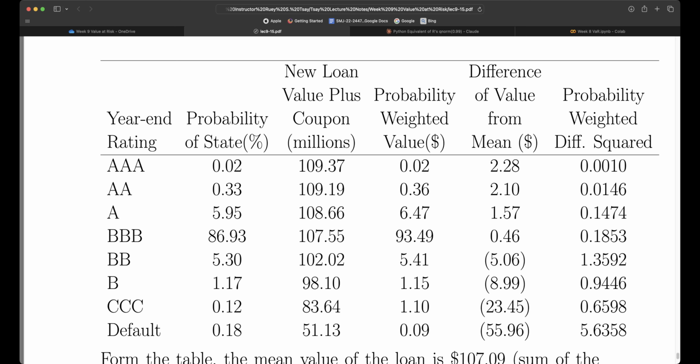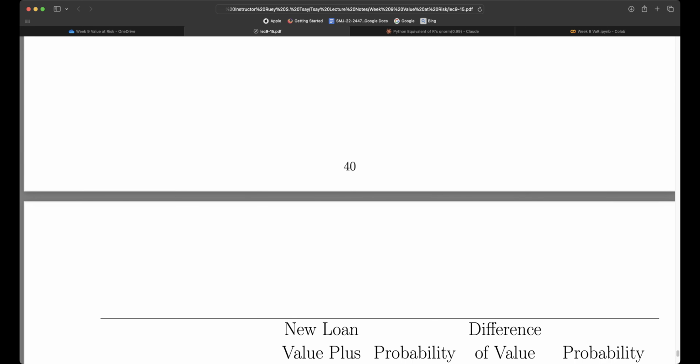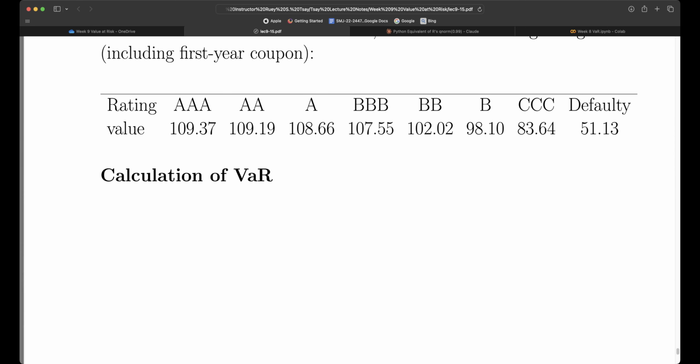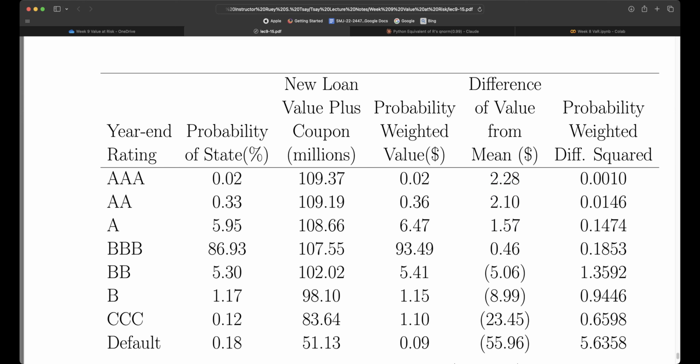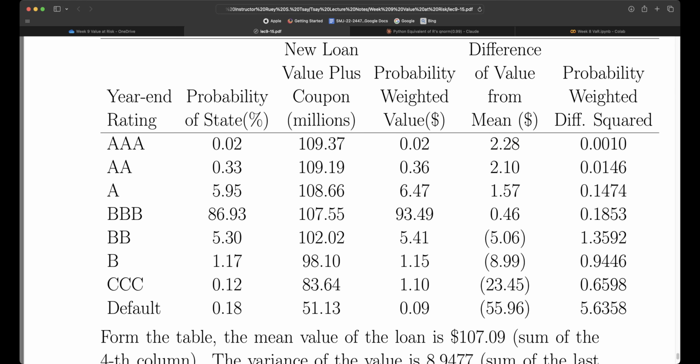The difference of the value from the mean is this one. The mean is obtained by multiplying, of course, this one by the previous probability, and the difference from the mean is this one. The probability weighted mean squared is this one. And then we can do the same thing for the others. And for PV, now downgraded, we have a negative value, and then probability.